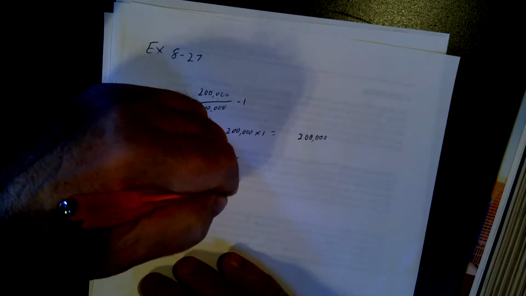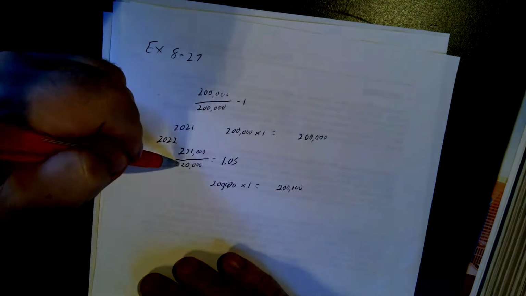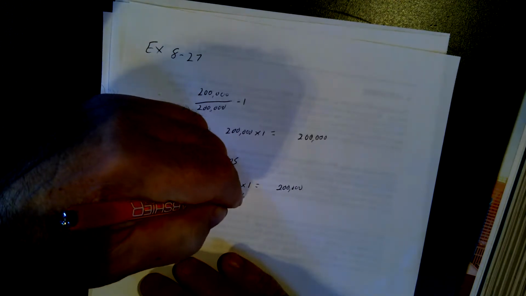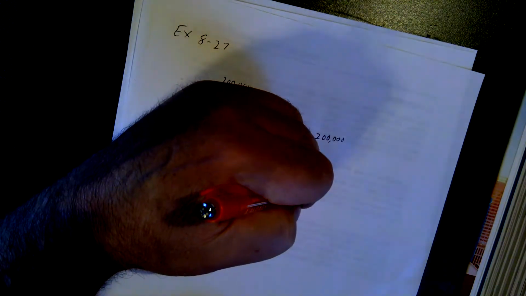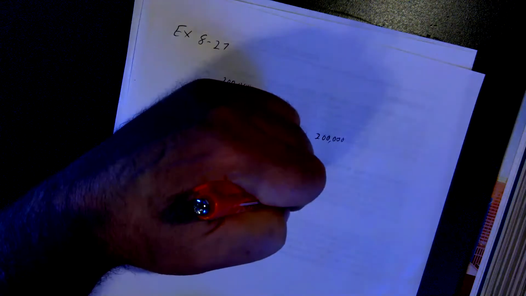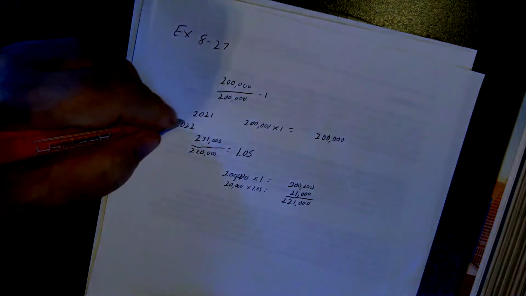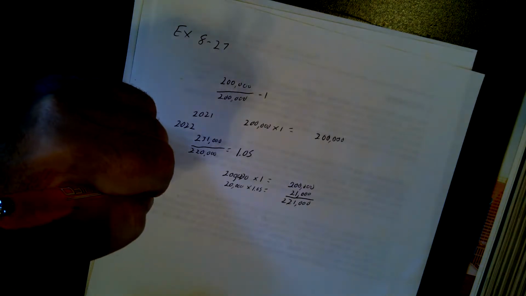So we're going to use the 200,000 from our base year times an index of 1, which is 200,000. And then the difference between the 220 and the 200, which is 20,000, times 1.05. And that will be 21,000. And that gives us inventory for 2022 of 221,000.